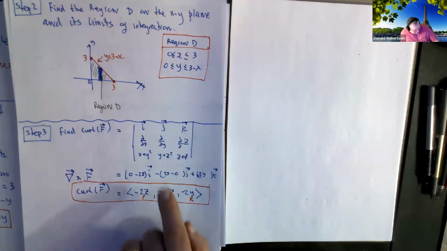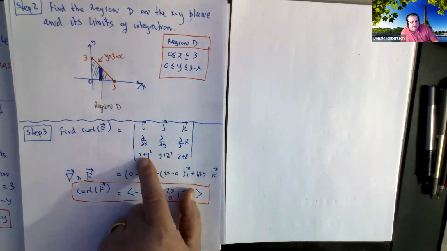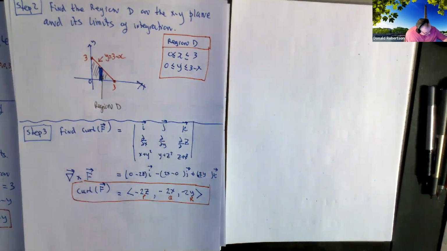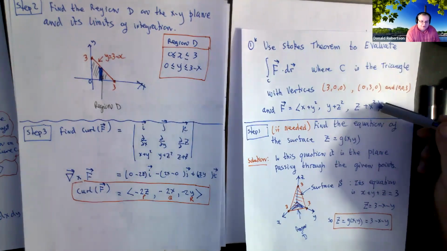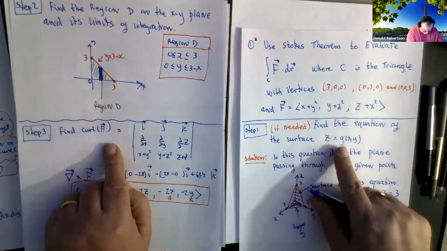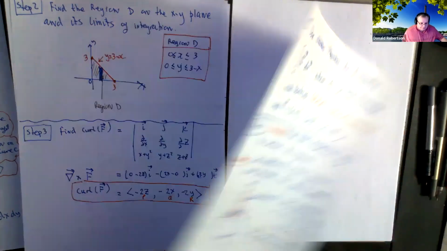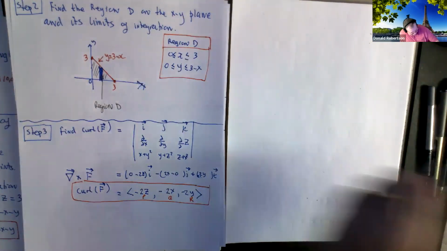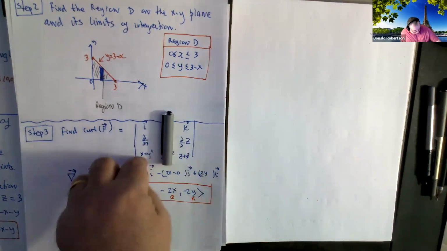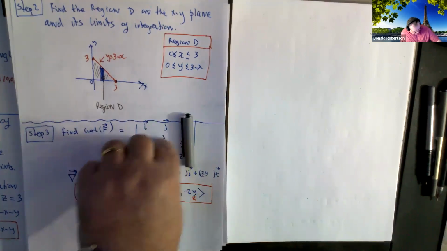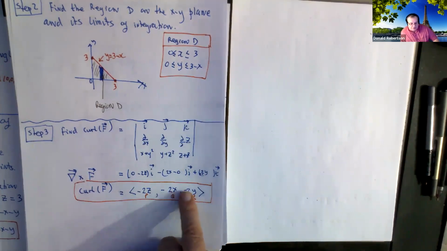Well, what is the curl of F? Remember i, j, k, the operator for del, and this corresponds to the vector field here. So that's where these come from: x plus y squared, y plus z squared, z plus x squared. If you cover that up and you do major take away minor, major take away minor, major take away minor, you eventually end up with -2z, -2x, -2y.